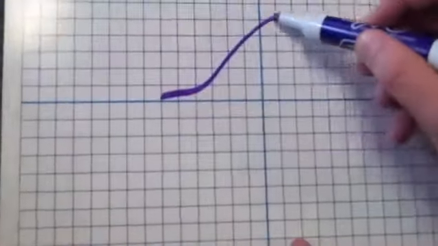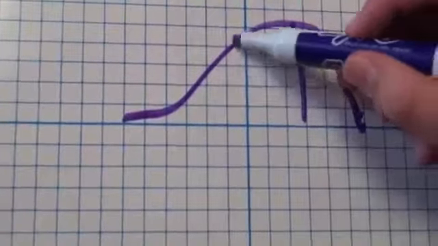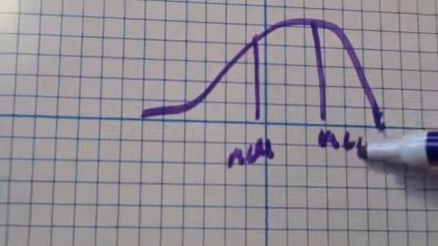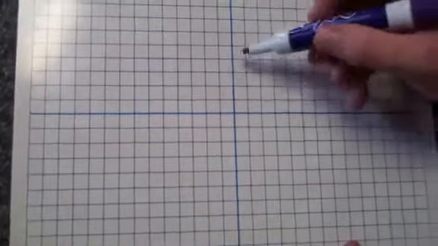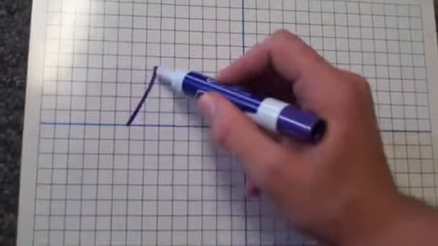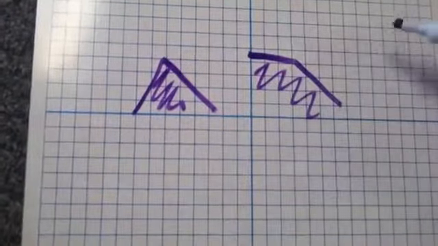Other cases would be skewed to the left, in which case the median is greater than the mean. So this would be mean, this would be median. Density curves don't always have to look like that though. Density curve could be shaped like this, could be shaped like that. The area is still always going to be 1 underneath it.